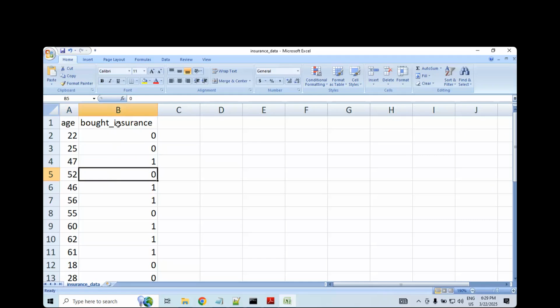Can I ask you a question? Bought insurance or not: what are all the outputs? How many outputs? 2, either 0 or 1. What kind of problem is it? Binary classification problem. Look at this one, can I ask you one more question?